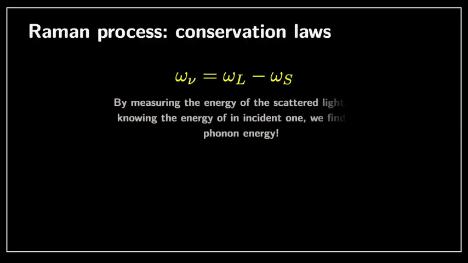So we have conservation laws, of course, as I said. An important conservation law: omega nu is equal to omega L minus omega S. Omega nu is the frequency of the phonon. This is what we call a Raman shift, because it's a shift. What we measure is the shift between the frequency that's incoming, omega L, and the energy of the light that's outgoing, omega S. So S is for scattering, L is for laser.